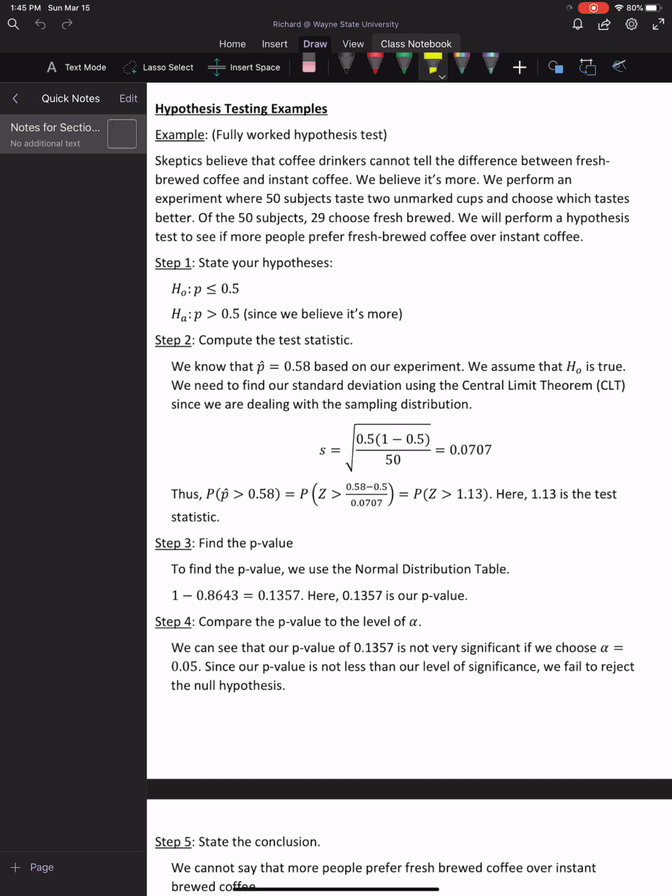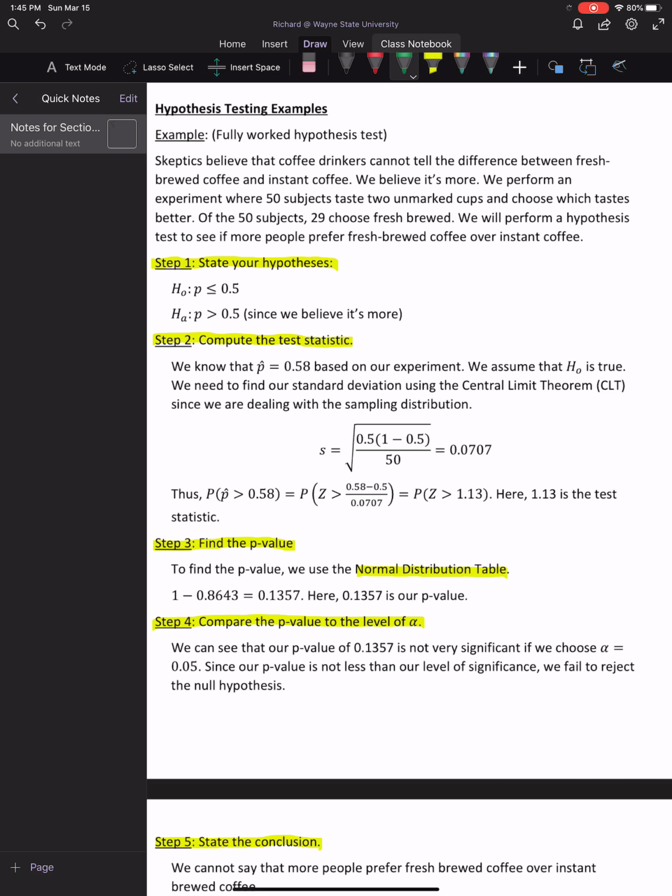Okay, so let's take a look at the steps here. This is a hypothesis test that we fully worked out, and what I want to draw emphasis to are the steps. Step 1 was to state the hypotheses. Step 2 was to compute our test statistic, which is a fancy name for the z-score. Step 3 was the p-value. We get that from our normal distribution table, so hopefully you've got that handy. Step 4 is to compare that p-value to the level of alpha. Alpha is that level of significance. And then step 5 is to state the conclusion, where we actually answer the question.